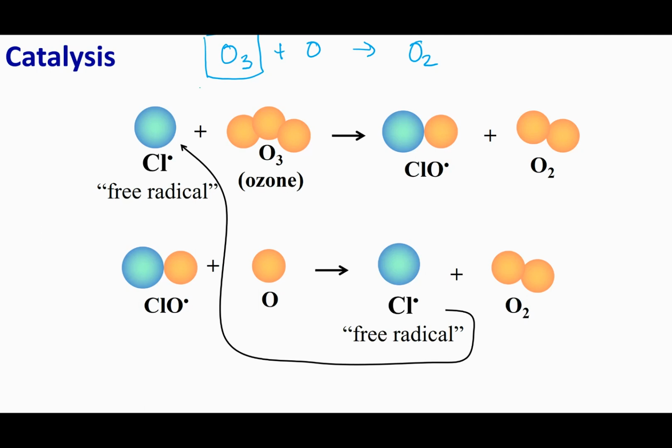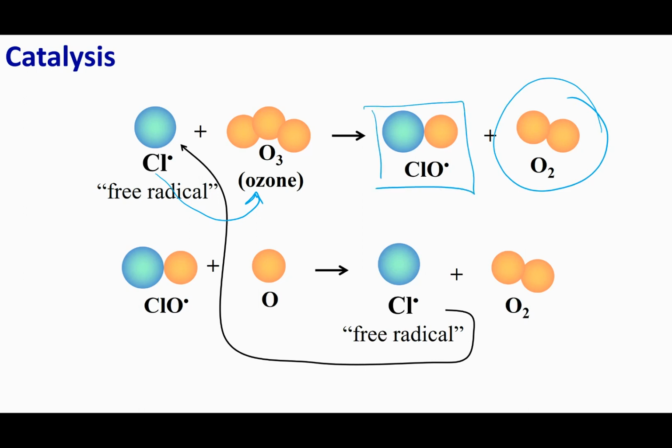Now, this reaction that I'm showing you guys right here is a very slow reaction, relatively speaking. So what happens with that free radical that I generated on that last slide? Well, that free radical can react with ozone, and that's going to make an O2, and it's going to make this intermediate right here. Now, that intermediate is going to go ahead and react with my atomic oxygen, and when it reacts with my atomic oxygen, what you guys will see is I regenerate that free radical again.